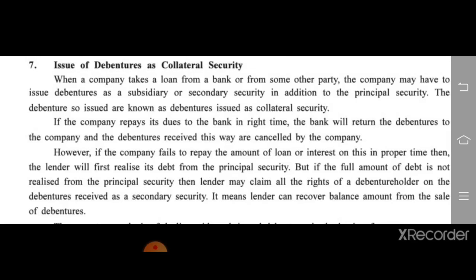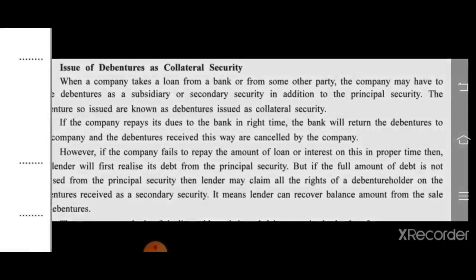Now, this is a very important theory, issue of debenture as collateral security. When a company takes a loan from a bank or some other party, the company may have to issue debentures as a subsidiary or secondary security in addition to the principal security. The debentures issued are known as debentures issued as collateral security. If the company repays all dues to the bank at the right time, the bank will return the debentures to the company and the debentures issued this way are cancelled by the company.